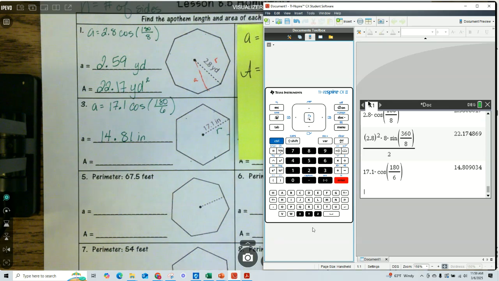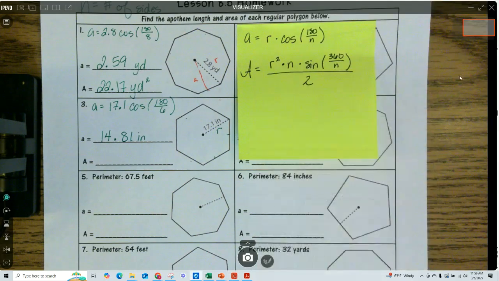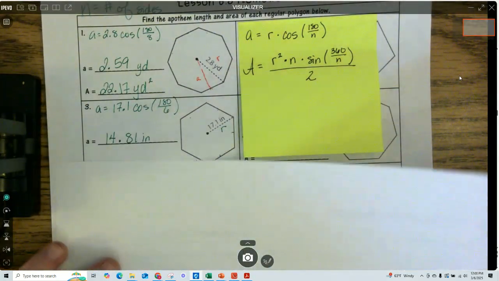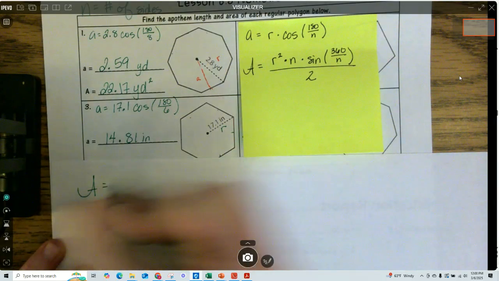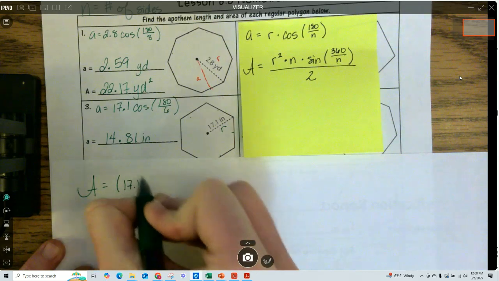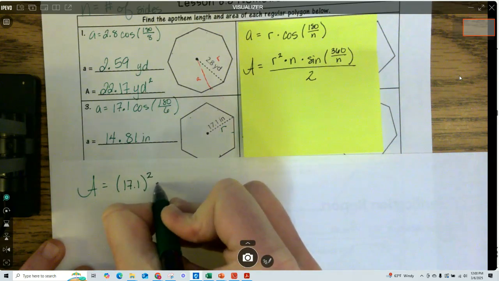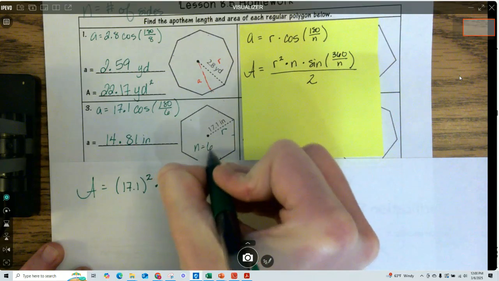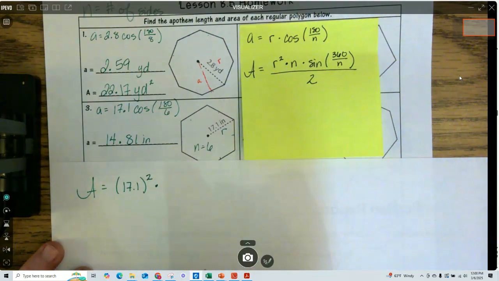Okay, area is the second formula. So area equals, radius is 17.1 squared times the number of sides. And if you want to write that as number of sides, n equals 6, just so you have all your values and don't have to count every time if you forget.